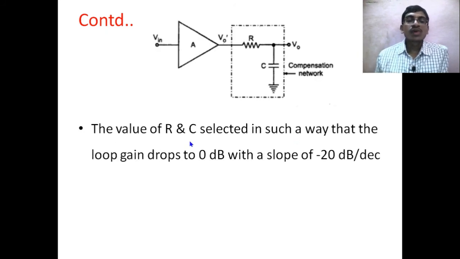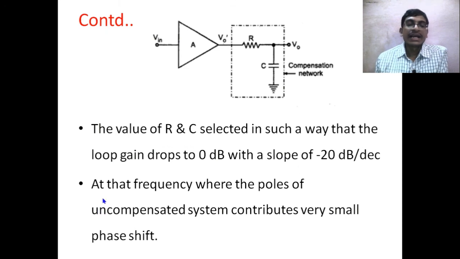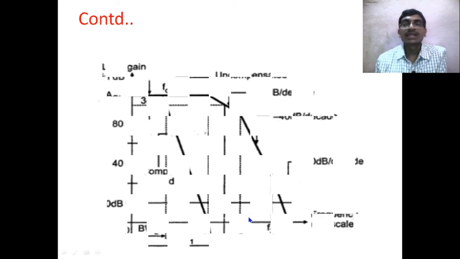The values of R and C are selected in such a way that the loop gain drops to 0 dB with a slope of minus 20 dB per decade at that frequency where the poles of the uncompensated system contribute a very small phase shift.